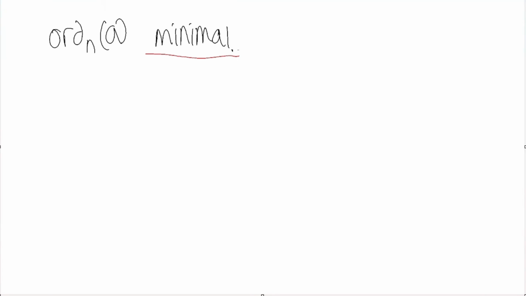So the main idea that our proof hinged on was the fact that order modulo n of a was minimal. In other words, it was the smallest value for which a to the k was equivalent to 1 mod n. So is there a way to use this idea of minimality and maximality elsewhere? Well, it's actually so common, in fact, that it has its own name, the extremal principle.